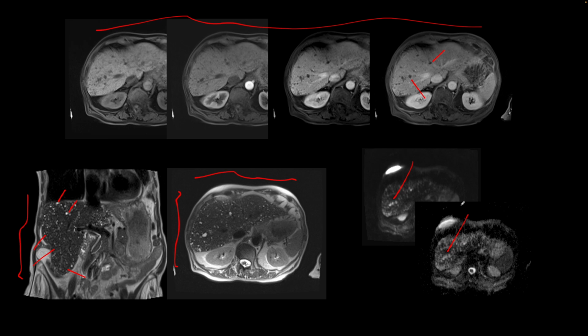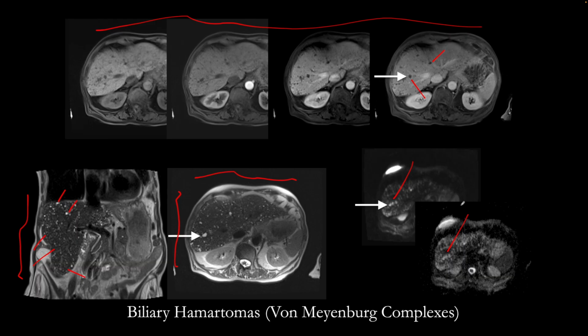And so this finding is not very common, but we see it once in a while. It's developmental, and it's called biliary hamartomas, also known as von Meyenburg complexes. Very important to remember that it is benign, and usually the patients are asymptomatic from it.